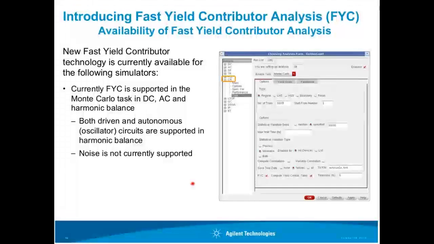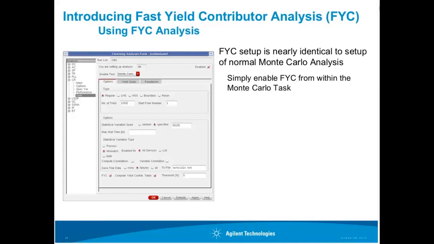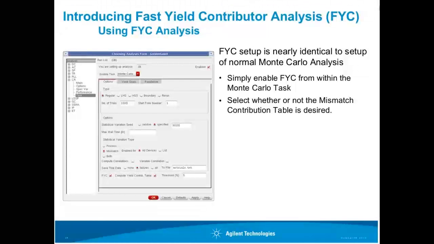So let's talk about the use model for this tool. As I mentioned, it's found within the Monte Carlo task for DC, AC, and harmonic balance. You set up harmonic balance just the same way as you would normally if you're running a regular Monte Carlo. The only difference is now you check this FYC, fast yield contributor, box at the bottom.